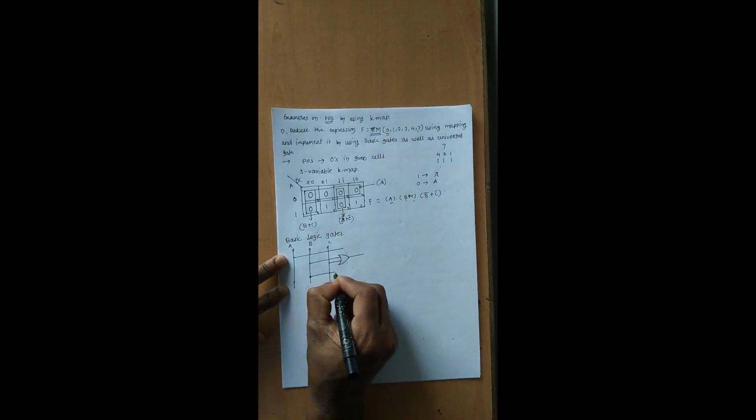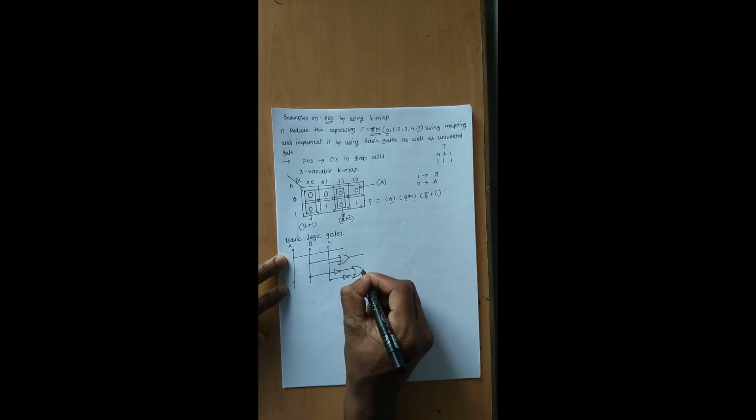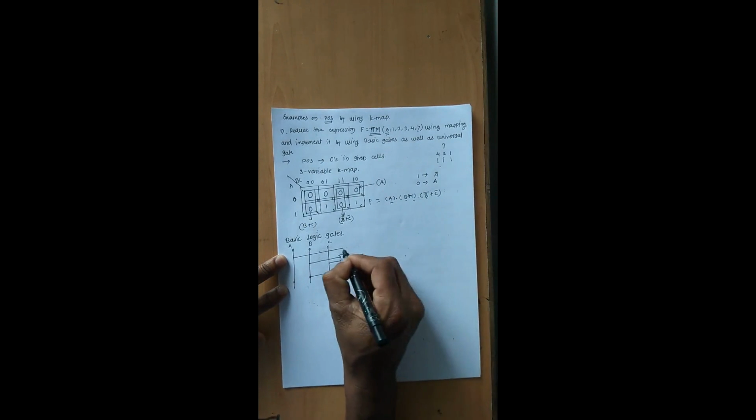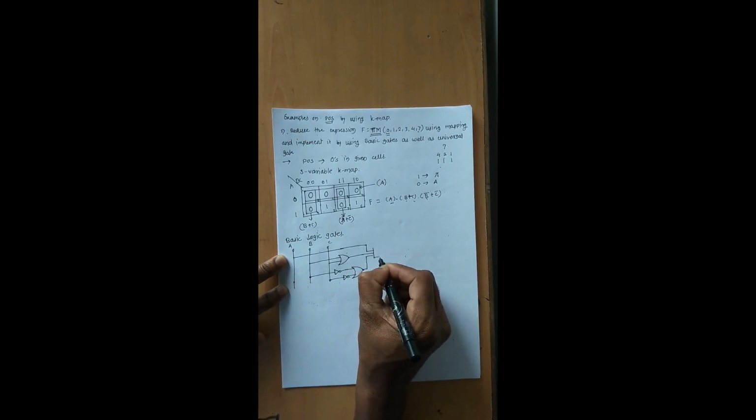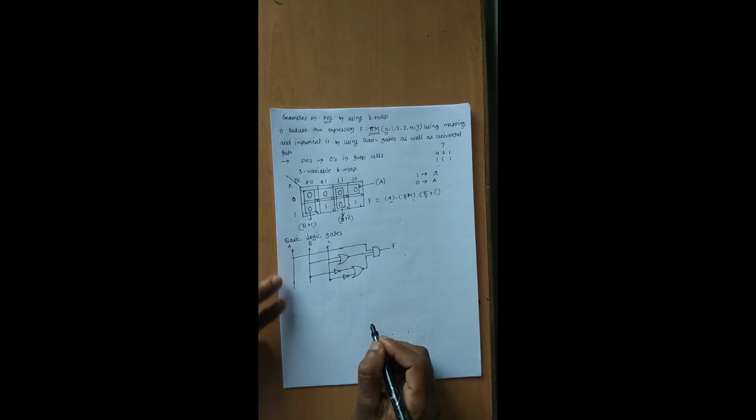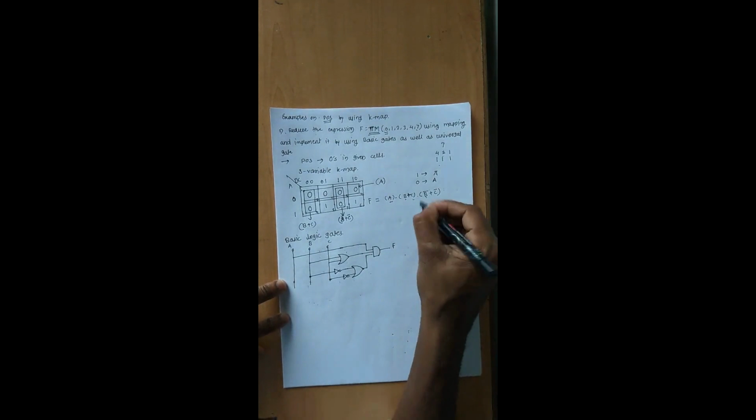Then next B bar plus C bar. So take first B bar with the help of NOT gate. Take C bar with the help of NOT gate. Both variables are ORing with each other, so use OR gate. And then what is the relation between each and every term? They are ANDing with each other, so use one more AND gate. It will give you function F. This is the simplest form of representation by using basic gates. Then try to find out by using universal gates.